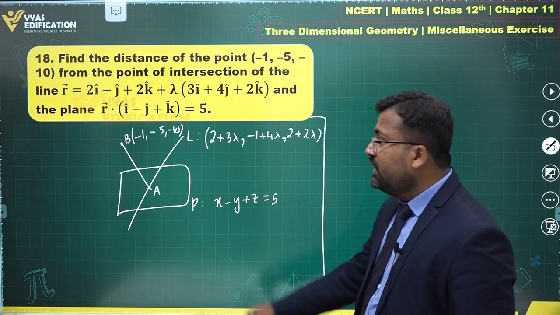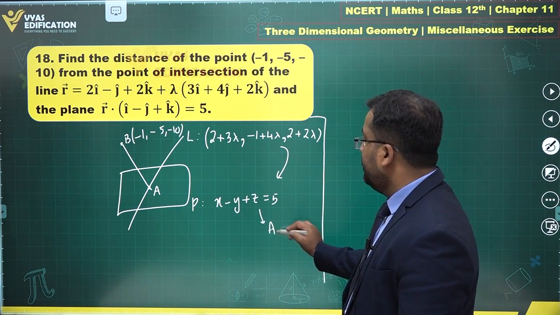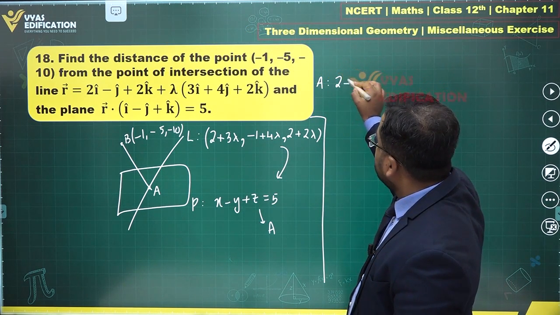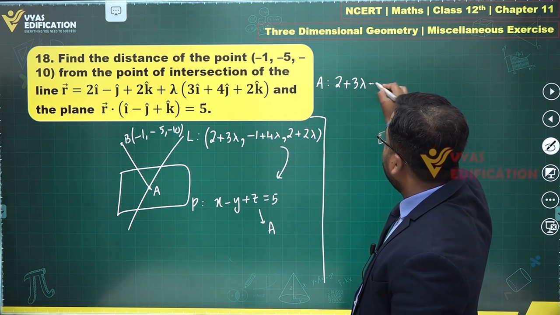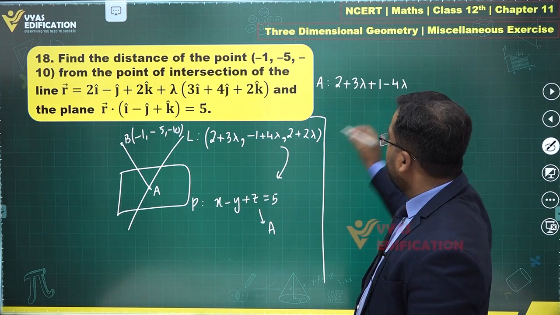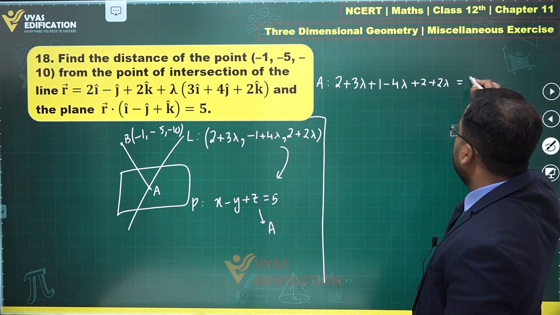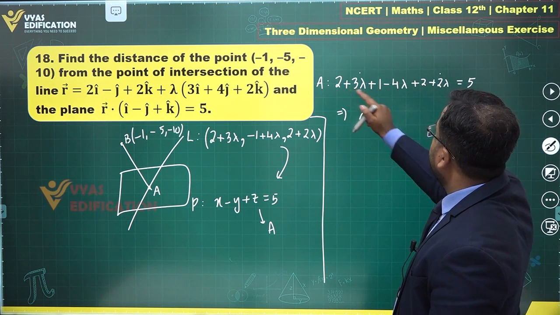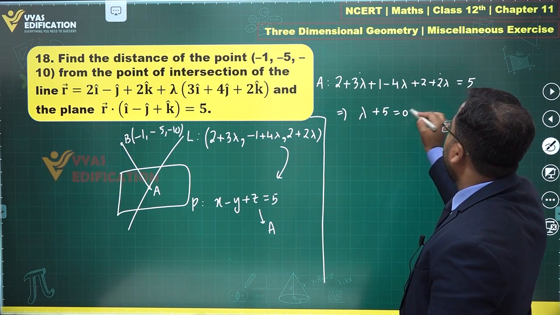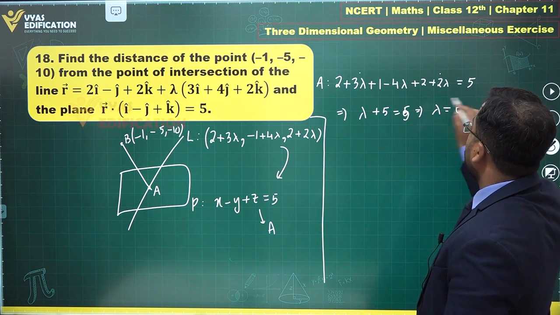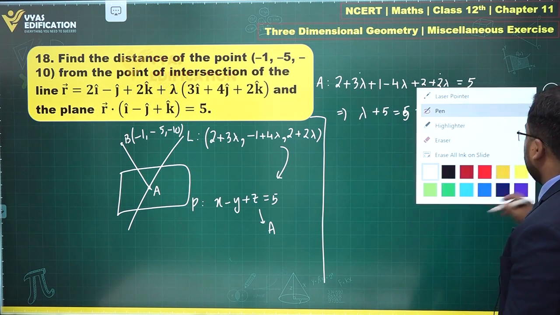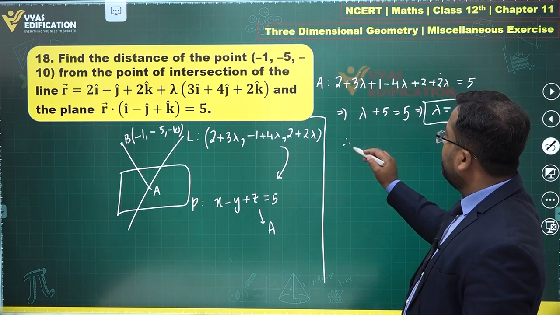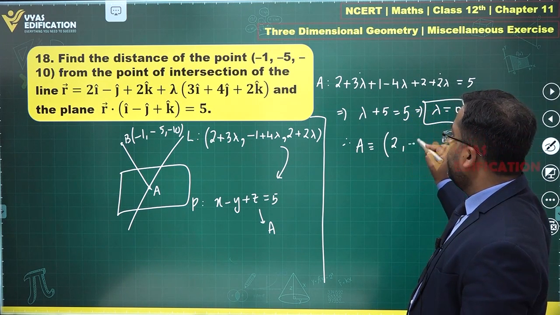So can we easily substitute this particular point on this line to give you the coordinates of A? So for A, what do we have? 2 plus 3 lambda, then you have 1 minus 4 lambda, then you have 2 plus 2 lambda is equal to 5. That tells me 3 lambda minus 4 lambda plus 2 lambda is lambda, and 2 plus 1 plus 2 is 5, equals 5. That tells me lambda is equal to 0. This is what you note, right? Okay, lambda equal to 0, therefore the coordinates of A will be 2, minus 1, 2.